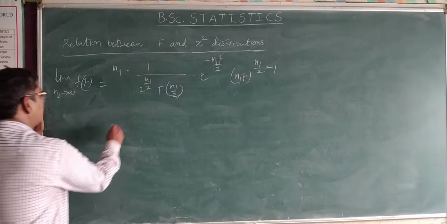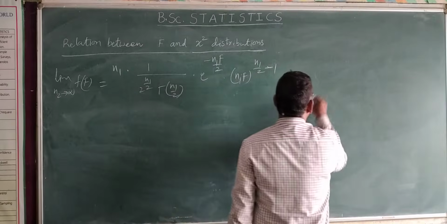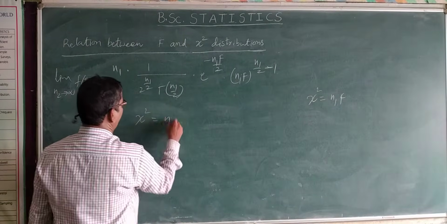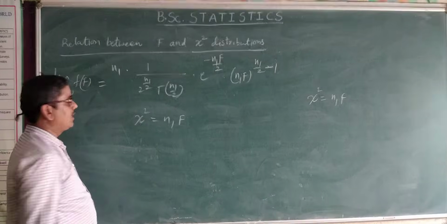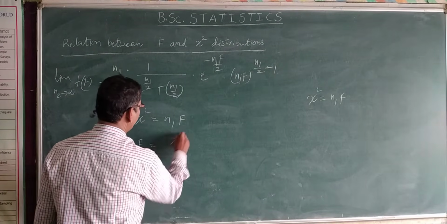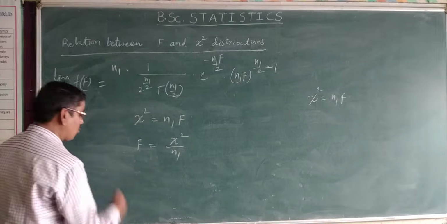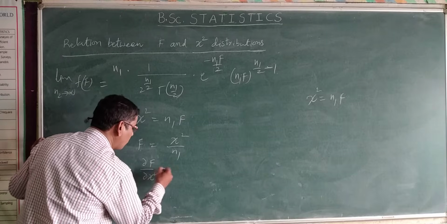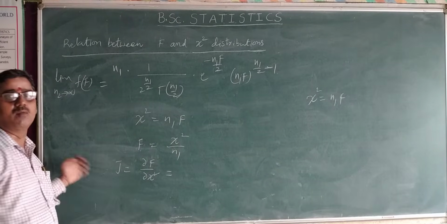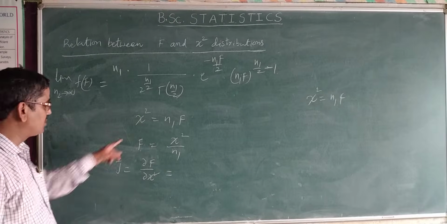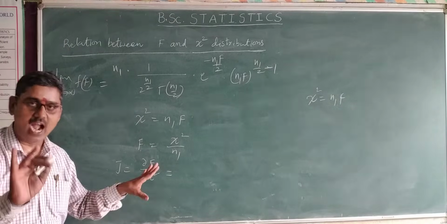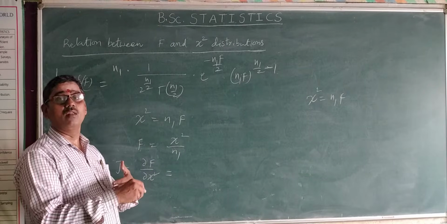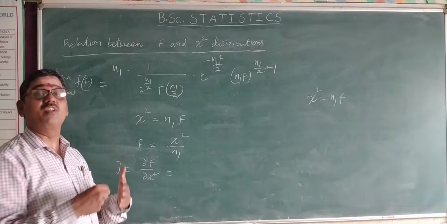So if I consider chi square is equal to n1f, then f is equal to chi square divided by n1, and the Jacobian is calculated by dou f divided by dou chi square. F is the known variable, chi square is the unknown variable at present. So the known variable is differentiated with respect to the unknown variable.